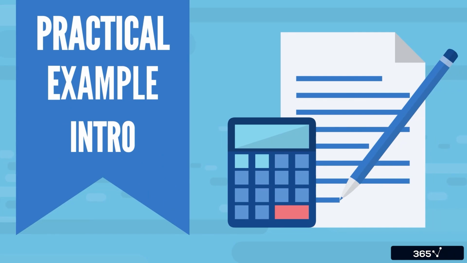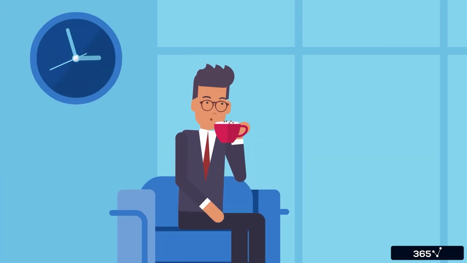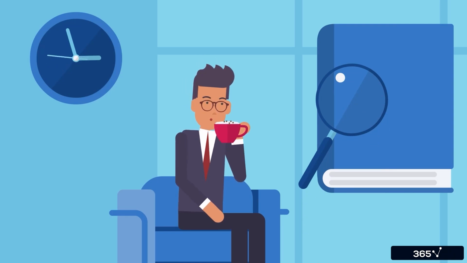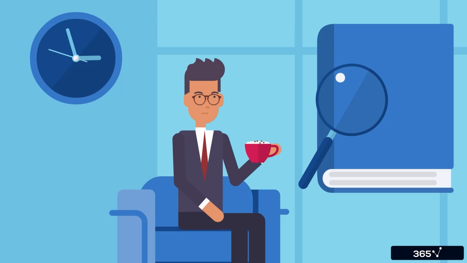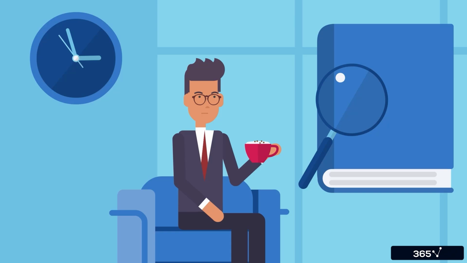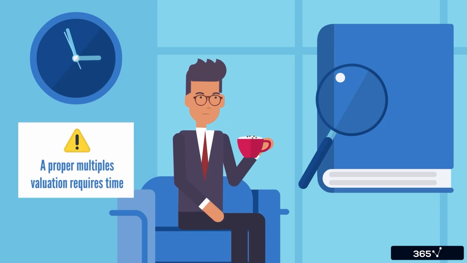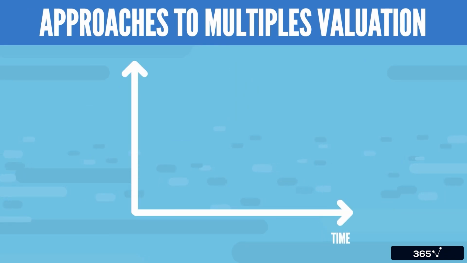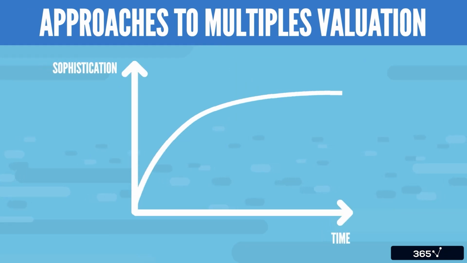In this part of the course, we will provide a practical example of multiples valuation. As discussed earlier, using this technique isn't necessarily quicker than building a complete discounted cash flow model. In fact, in some instances, if done properly and with great precision, multiples require more time and can be harder to compute. There is a clear trade-off between precision and time to be invested. Let's define a few approaches one can have considering the time versus degree of sophistication trade-off.